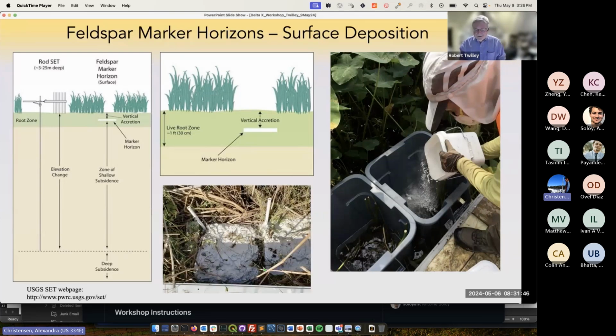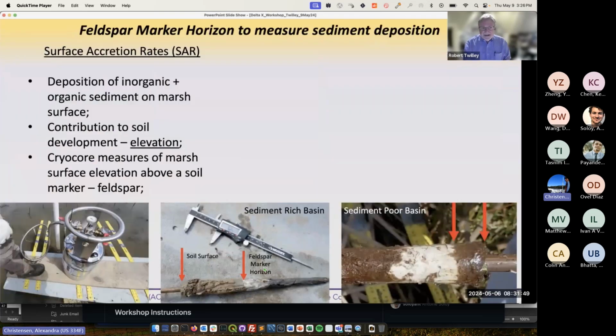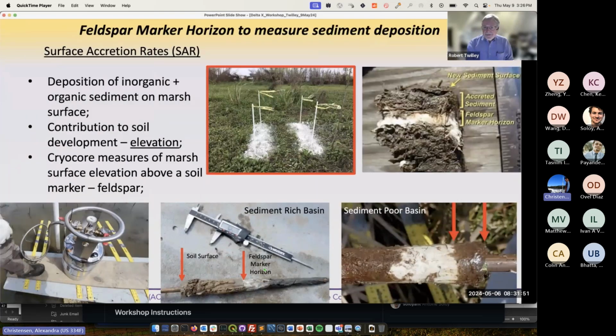It lays down right on the surface, and then you come back periodically and measure what is deposited above that white material. You can see in the sediment rich basin down here at the bottom quite a bit of material deposited on top of the white clay, and we can go back and measure that at different time intervals. In a sediment poor basin, you can see how much less material is deposited on the surface. So the marker horizon is surface deposition, and that's a very important parameter that goes into these unit models.